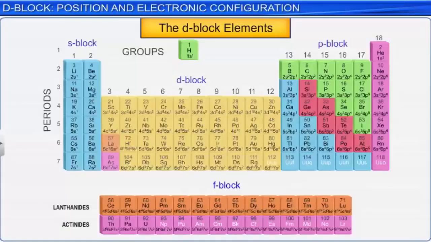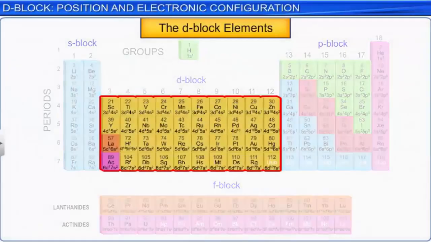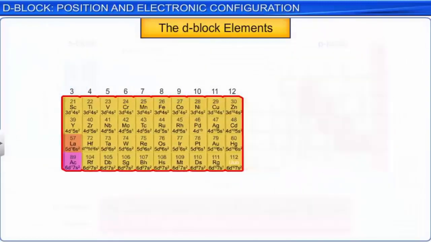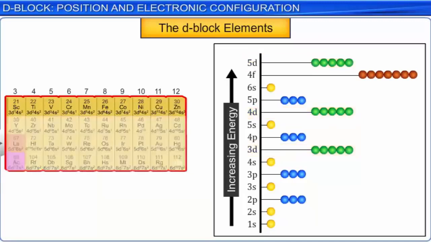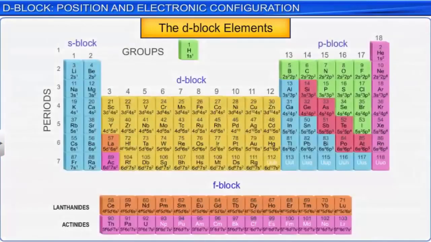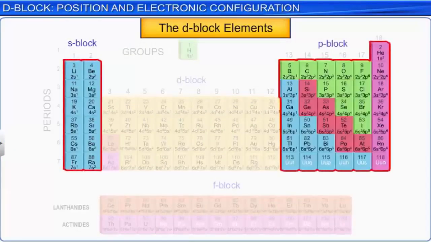D block elements is the collective name for the groups 3 to 12, in which the d orbitals are progressively filled in each of the 4 long periods. As the d block elements lie between the s and p block elements, they are also referred to as the transition elements.